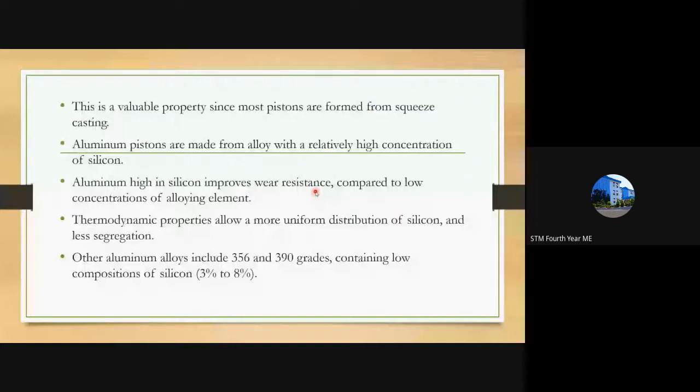And when we use silicon based aluminum alloys, wear resistance increases. Then thermodynamic properties allow for a more uniform distribution of silicon and less segregation. I will explain it later. Then other aluminum alloys include 356 and 390 grades containing low compositions of silicon, that is about 3% to 8% of silicon present in aluminum.